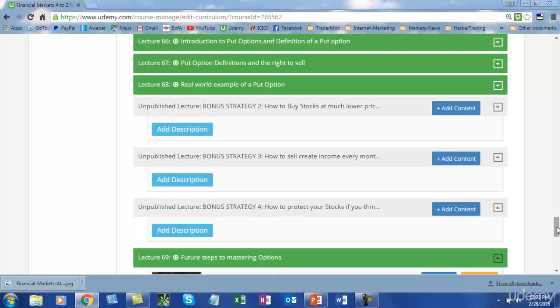Then I'm going to give you bonus strategy number 3, which is if you already hold stocks, then how can you create income every month from these stocks that you already own? So that's bonus strategy number 3. And finally, bonus strategy number 4 is how to protect your stocks if you think they're going to fall in value and you don't want to sell them. It's a long-term holding, but at the same time, if you're concerned that the stock is going to fall, how can you protect your stocks in a fairly cost-effective manner?